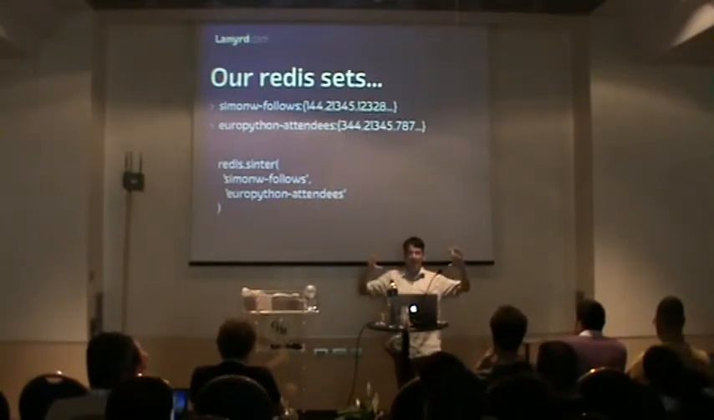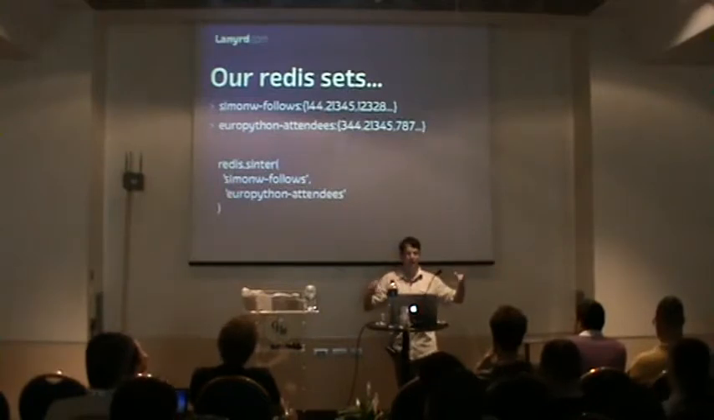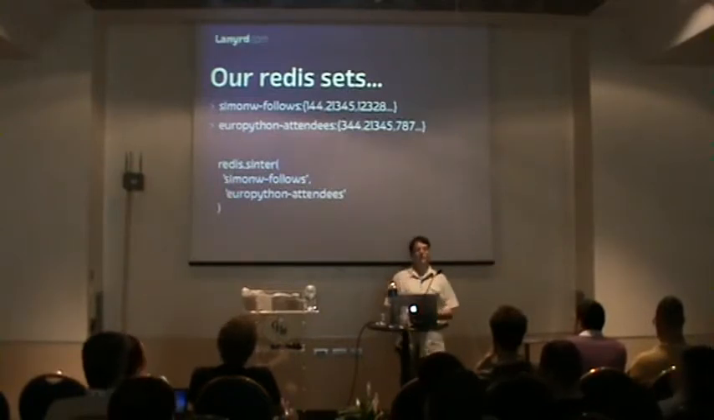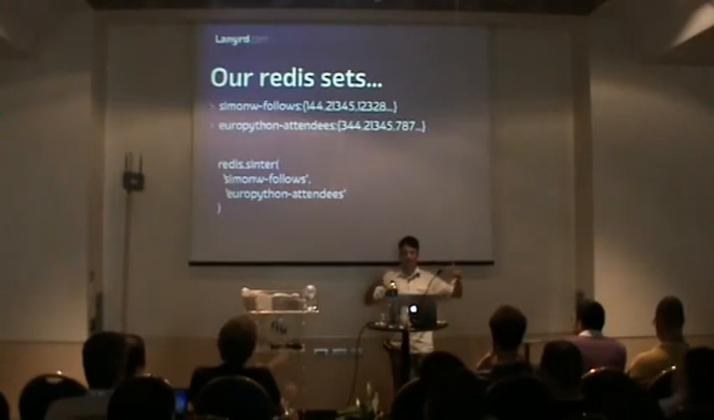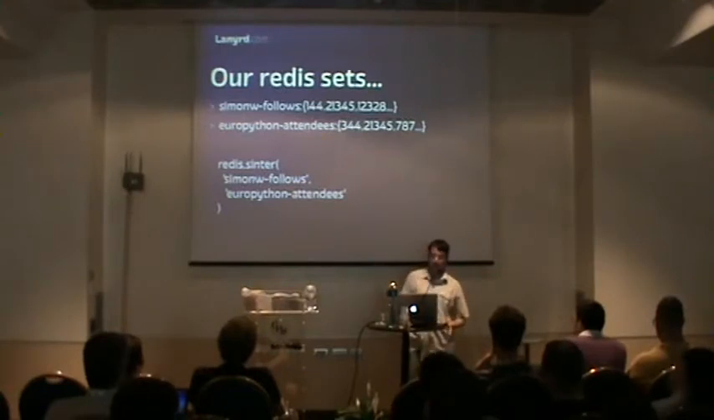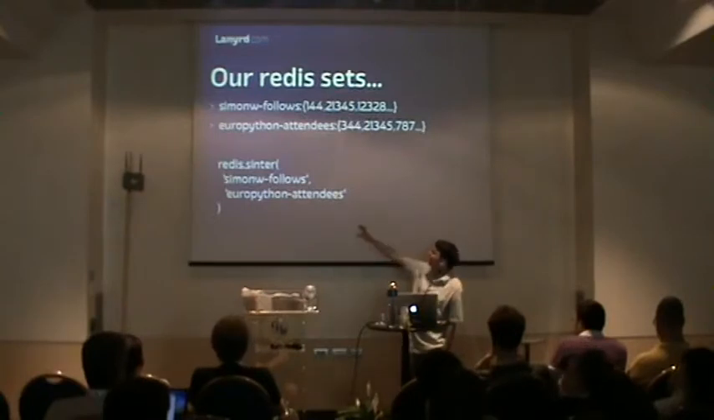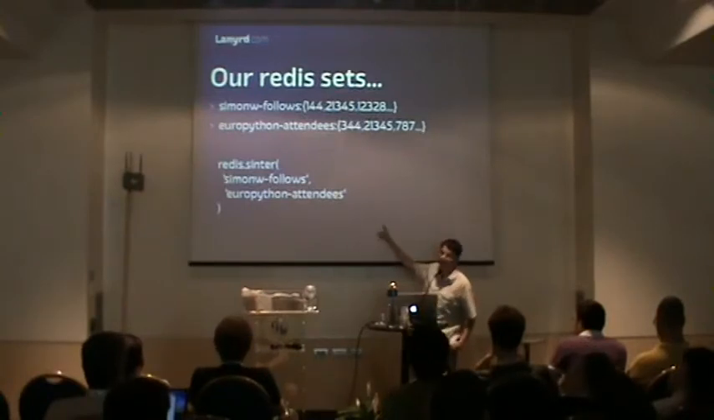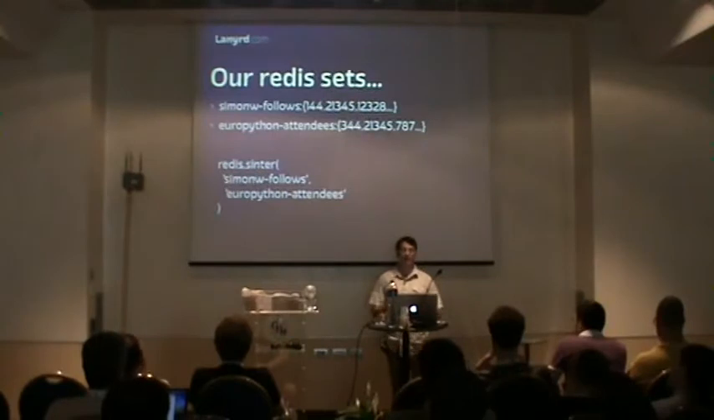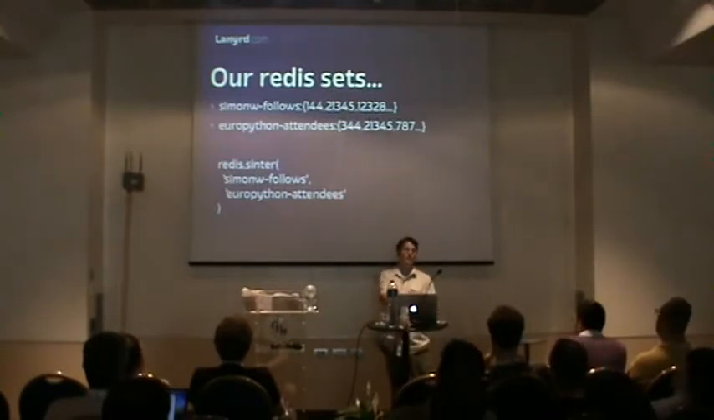So we've got a set in Redis of all of the people that you're following. Then for a conference like EuroPython, we'll have a set for all of the people that we know are attendees. And these sets are just integers, so they don't take up very much space. But then when you hit that page, we can use Python's Redis client. We can say, do a set intersection of the Simon W. Follows set and the EuroPython attendees set. And what comes back will be the IDs of people who I follow who are present at the conference.